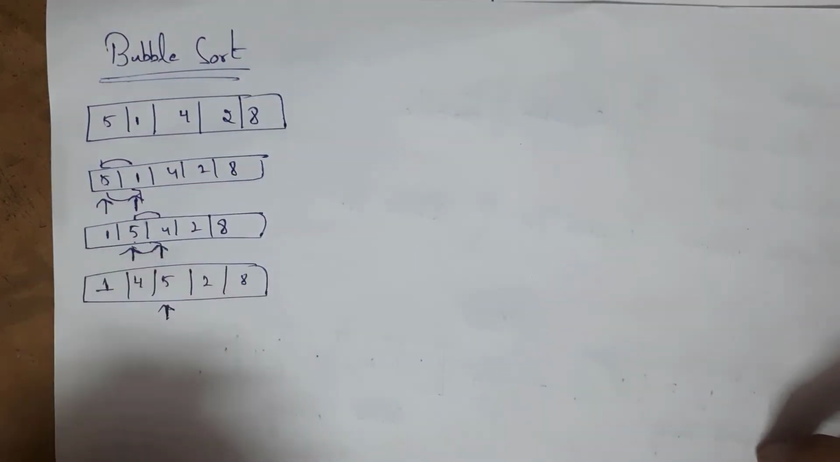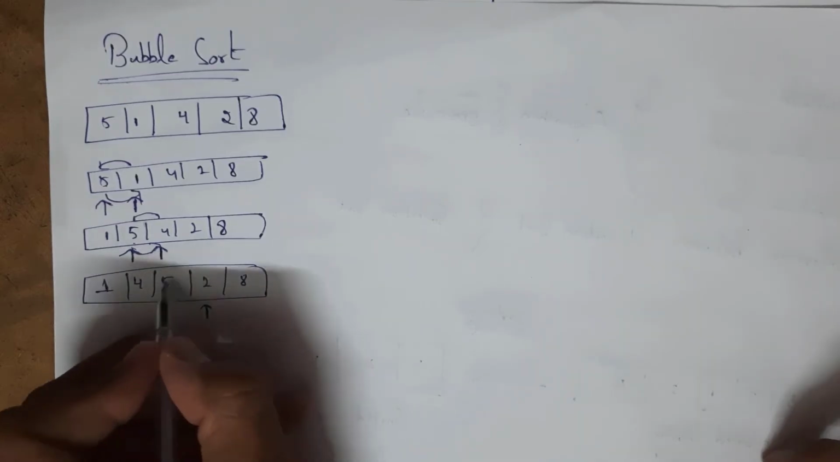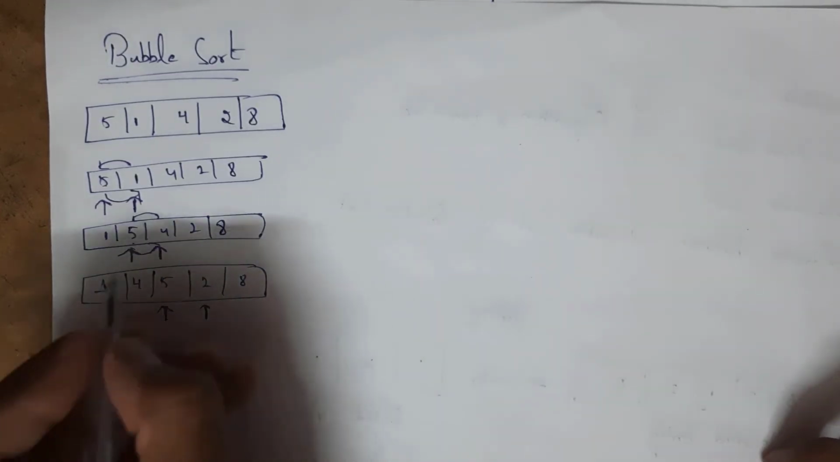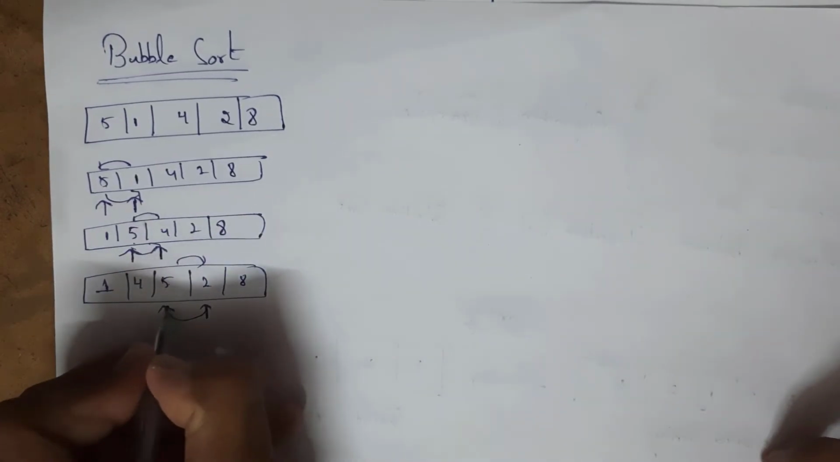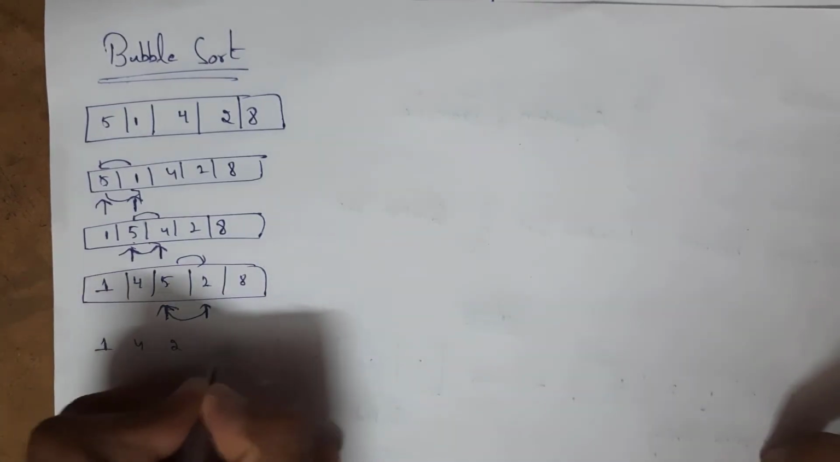My cursor is here. Now move the cursor 1 position forward and compare these both: 5 and 2. 2 should be first and after 2 there should be 5. So again swap this 5 and 2. Swap these adjacent elements. So after swapping, my array looks like this: 1, 4, 2, 5, 8.